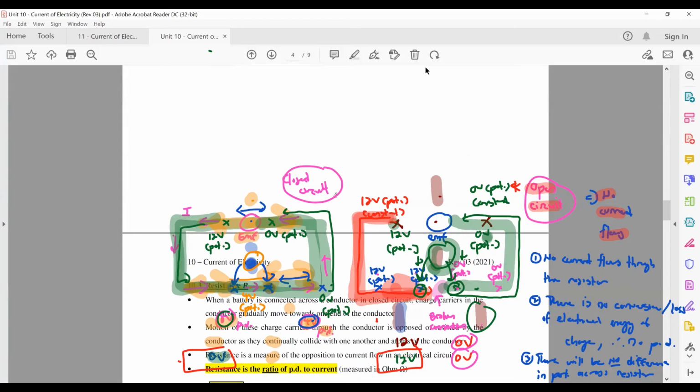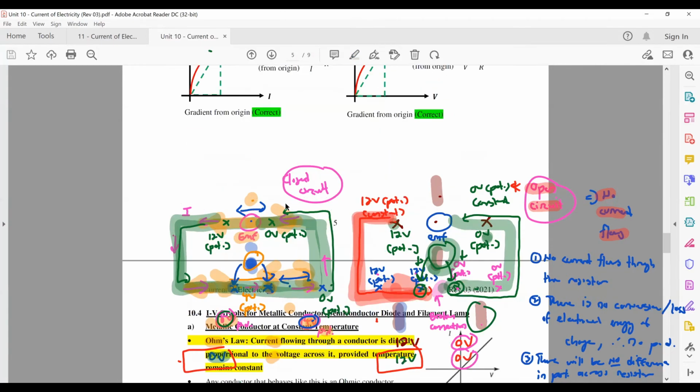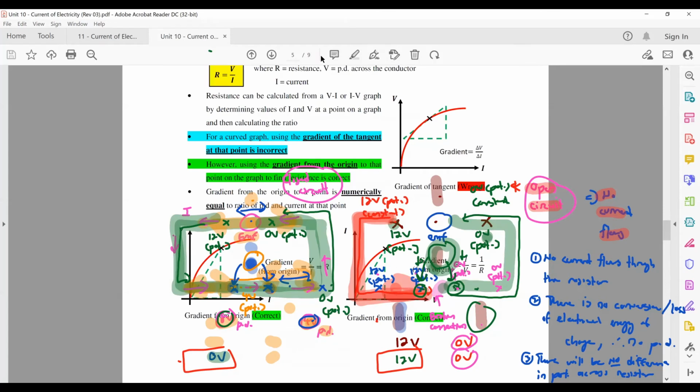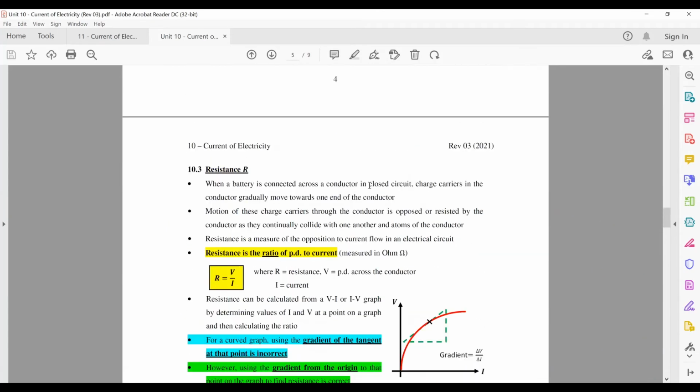Okay, then after that, I move on to one of the last parts, which is resistance. Okay, so just bear with me again. All right, now we go to resistance. This is one of the last things that we have to do.